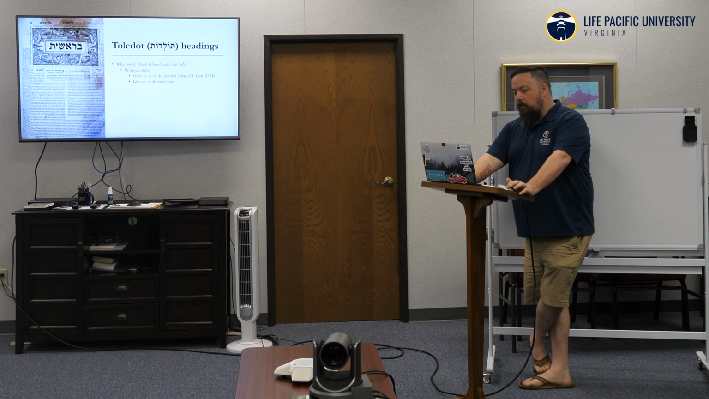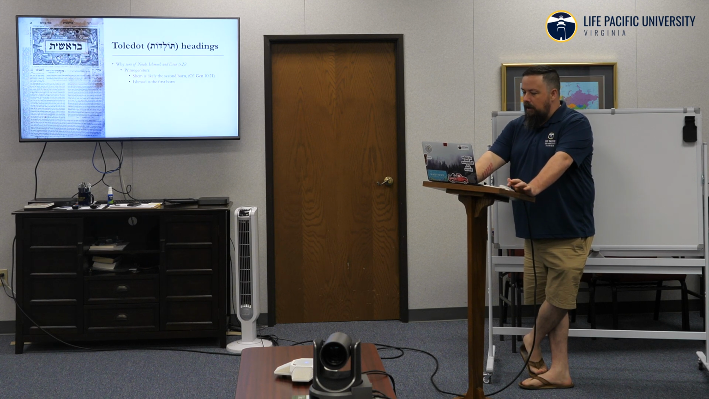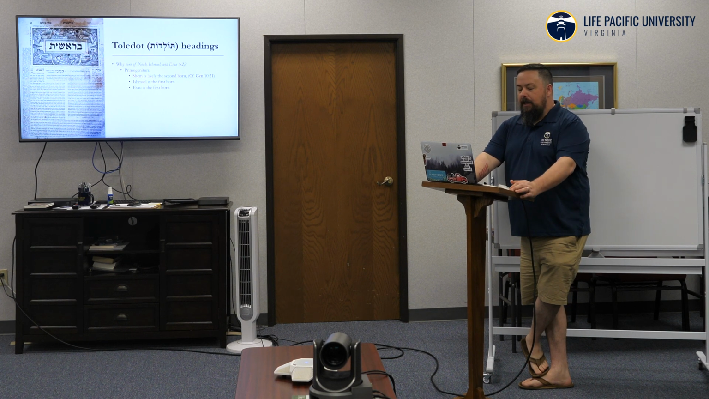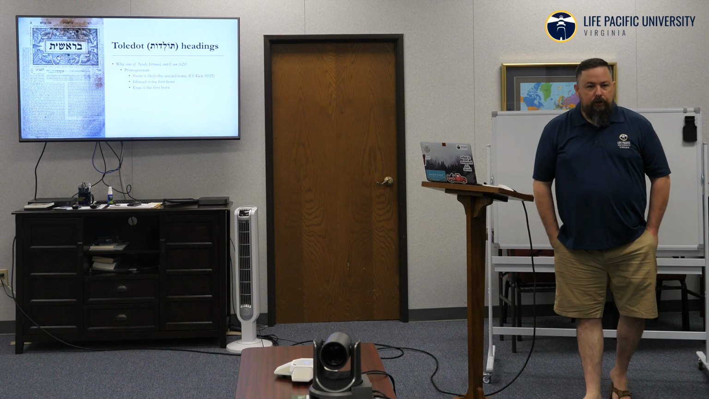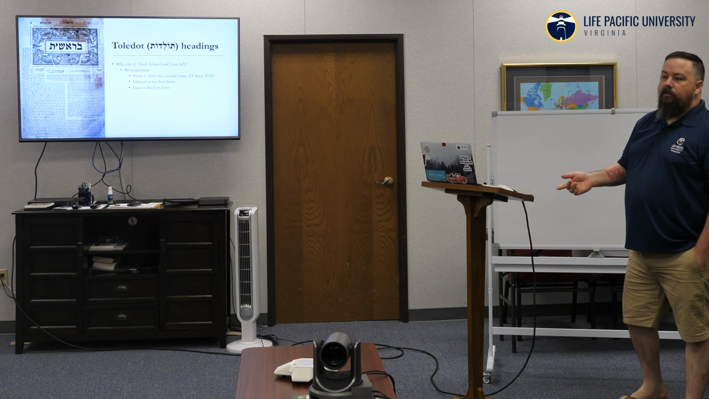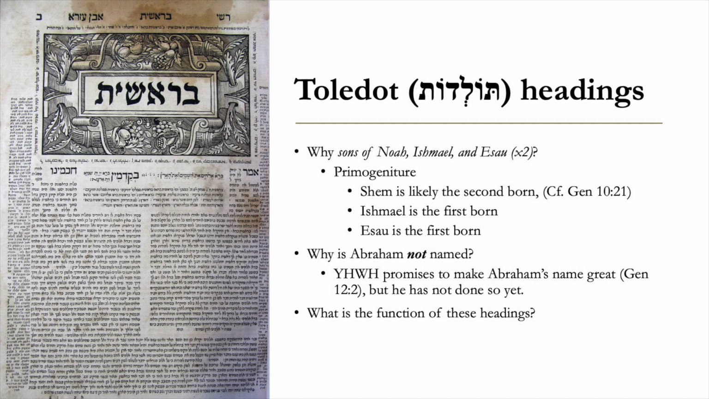First of all, one of the things that we notice is Noah, sons of Noah, Ishmael, and Esau. There's this thing in the ancient world called primogeniture. Primogeniture is the firstborn son gets everything. And so if you're the firstborn son, you get all the things. What Genesis is trying to do, part of what Genesis is trying to do, is overturn that. And so it's not the firstborn that gets everything.